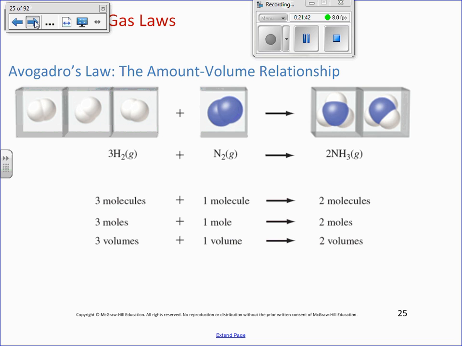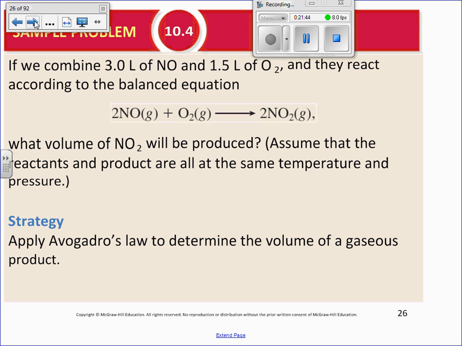So if I combine 3 liters of nitrous oxide and 1.5 liters of oxygen, and they react according to that balanced equation, what volume of NO2 will be produced, assuming that the reactants and products are all at the same temperature and pressure? Okay. Apply Avogadro's law to determine the volume of a gaseous product.